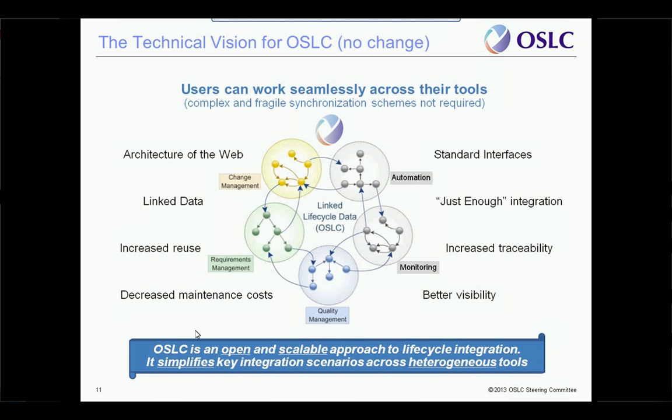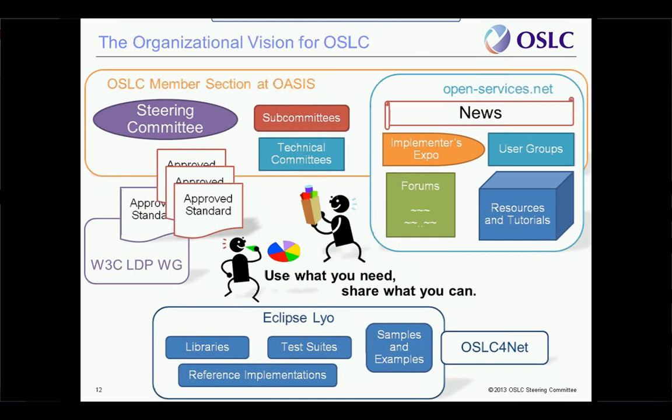And so I'll speak briefly to the organizational vision for OSLC. There are a few different moving parts that you may have seen already. I mentioned that we've got the linked data work happening in the W3C working group. Those standards were approved, and those are part of what OSLC Core and our standards build on. The collaboration will now be happening within OASIS. So the working groups and the steering committee right now, our efforts are focused entirely on OASIS, while some content remains on open-services.net.